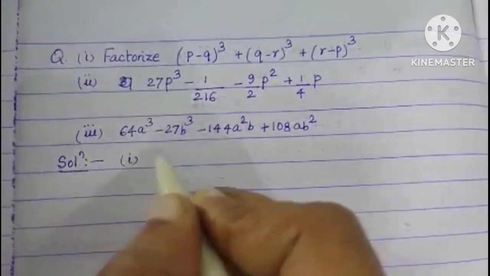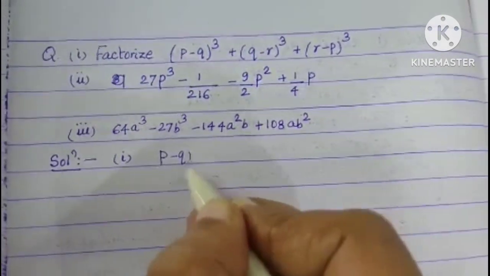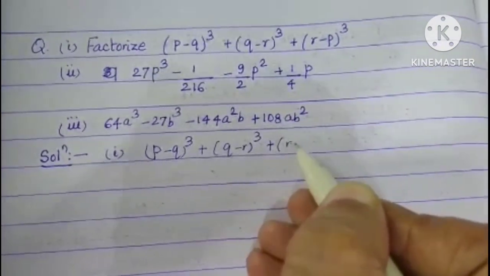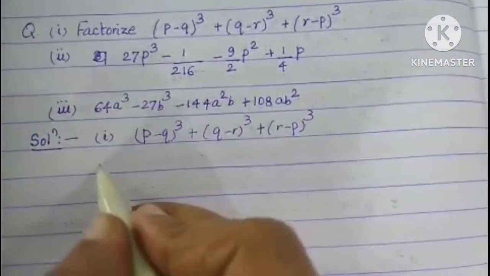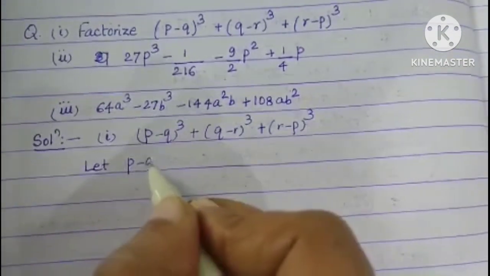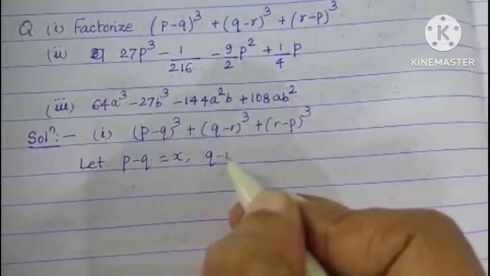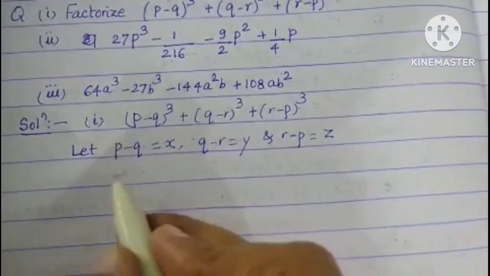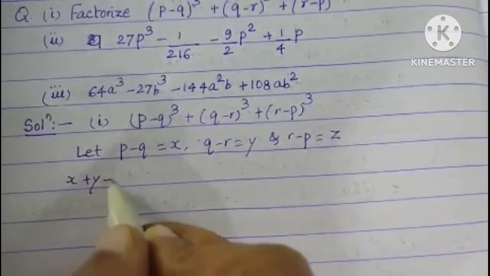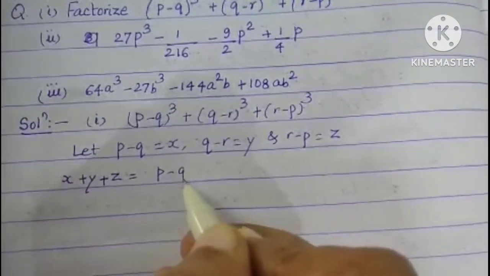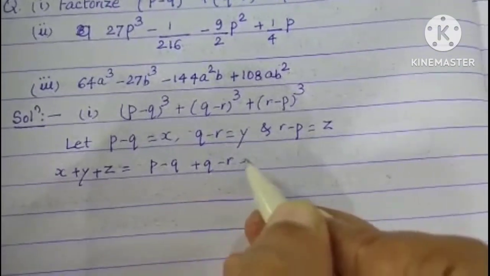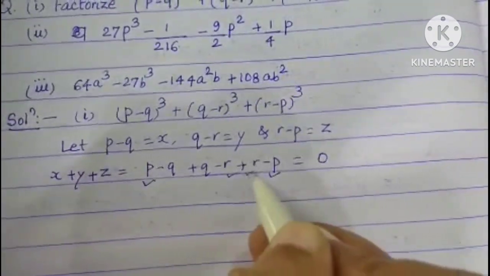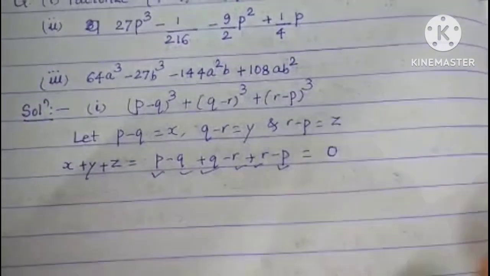Okay, so the first one is p minus q whole cube plus q minus r whole cube plus r minus p whole cube. We have to factorize this one. So let p minus q be x, let q minus r be y, and r minus p be z. And one interesting thing is, when you do x plus y plus z, it will become p minus q plus q minus r plus r minus p, which actually is 0. The p cancels out, r cancels out, q cancels out. So x plus y plus z is equal to 0.